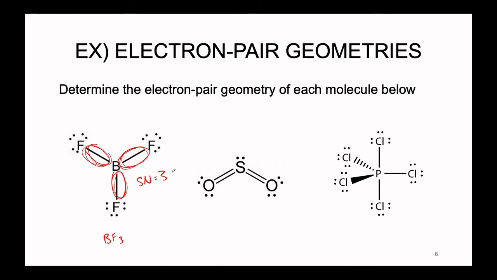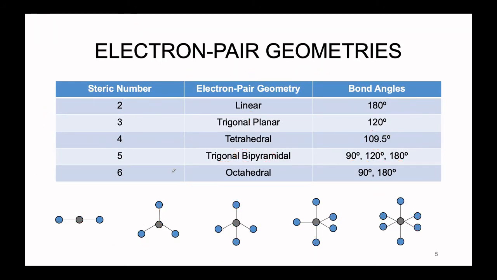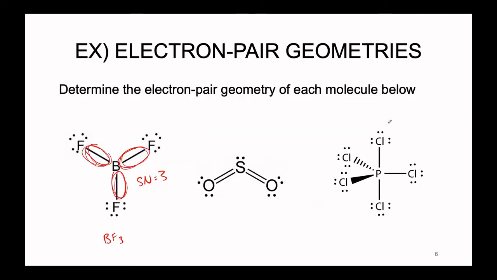Since we have a steric number equal to 3, in order for these bonds to spread out as much as they can in 3D space, just to go back and look at our table that I'm going to clean up right now, the steric number of 3 corresponds to a trigonal planar geometry, which means that the molecule is going to have this shape in 3D. There are going to be 120-degree bond angles between each of the fluorines as they surround this boron and spread out as much as they can. So our BF3 is going to have an electron pair geometry that is trigonal planar.